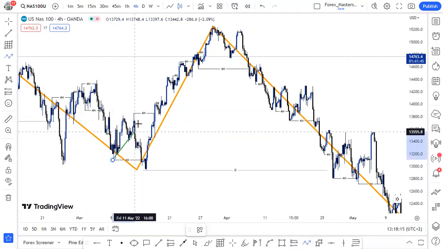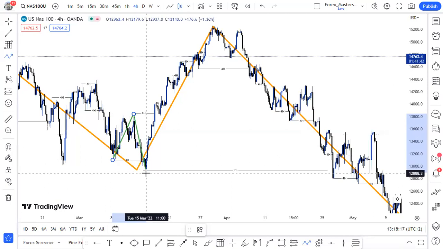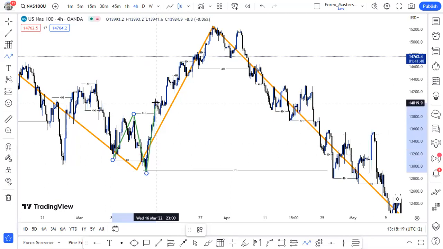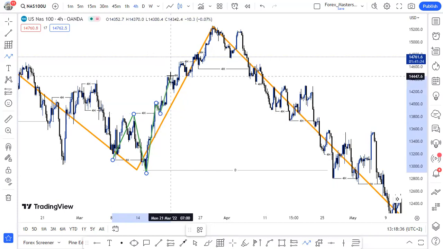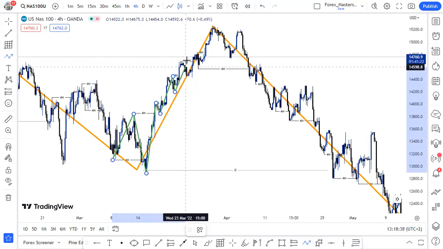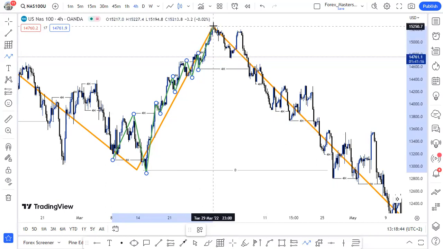We had a lower low, lower high, lower low, higher high. So what does that mean? It means that now the lower time frame structure has shifted, and its purpose now is to facilitate the push to the upside. So higher high, higher low, higher high, higher low, higher high, and higher low, and higher high.